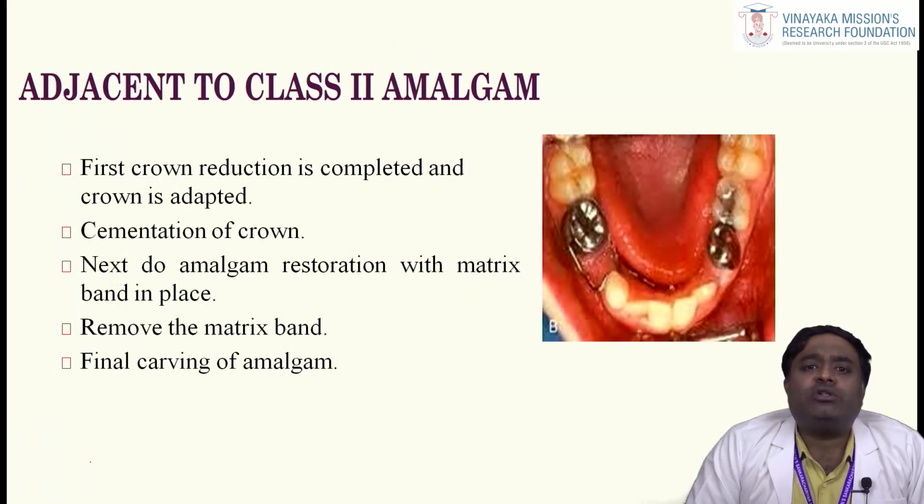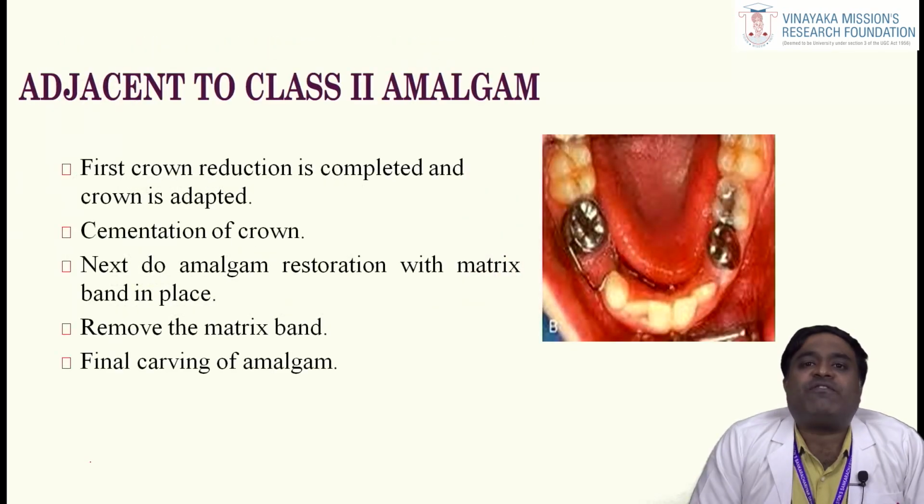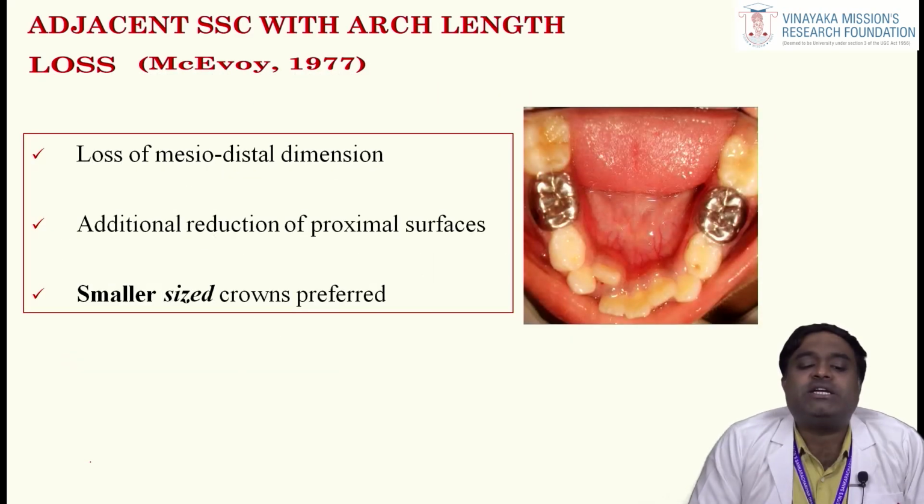So next, adjacent to a class 2 amalgam. After the first crown reduction is completed and the crown is adapted, cementation of the crown next to the amalgam restoration is done with a matrix band in place. The next modification is an adjacent stainless steel crown with arch length loss. Here loss of mesiodistal dimension is seen, and we will prefer small size crowns.